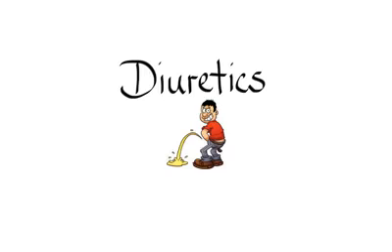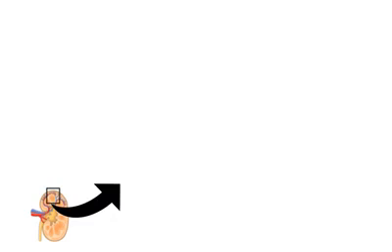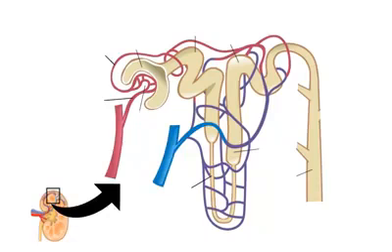Now, in order to understand how diuretics work, first we need to review the basic physiology of the nephron. As you may already know, the nephron is the structural and functional unit found within the kidneys. Each nephron has 5 distinct regions that have specific functions. First, we have Bowman's capsule, surrounding a network of capillaries called the glomerulus.